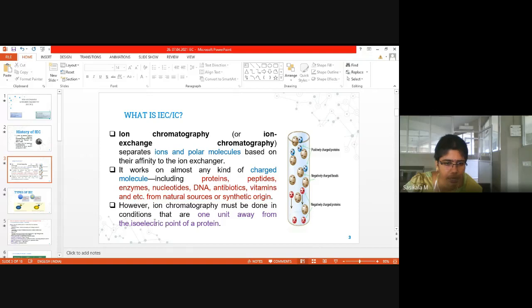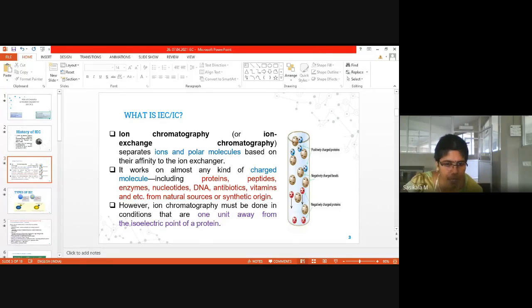Isoelectric point means at this point the molecule exists with zero charge, or we can say its net charge is zero. It exists in a neutral form, not carrying a negative or positive charge. That is the isoelectric point. Like pH, it is called pI. pI is nothing but the isoelectric point of a protein. We have to select the pH for separation of this particular protein based on this isoelectric point.